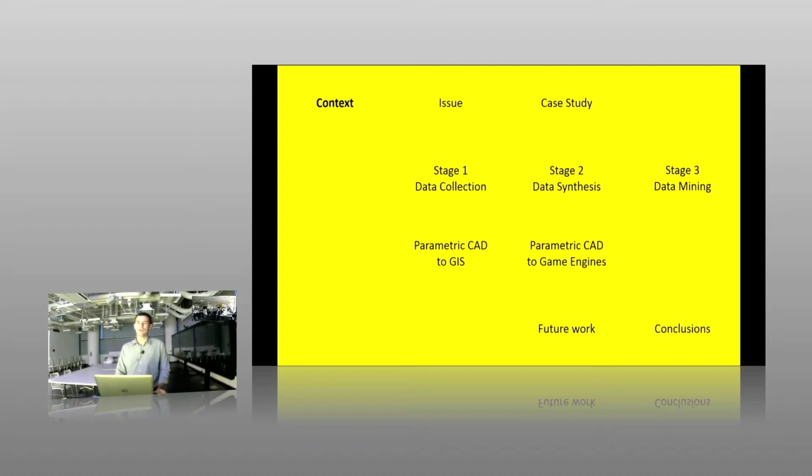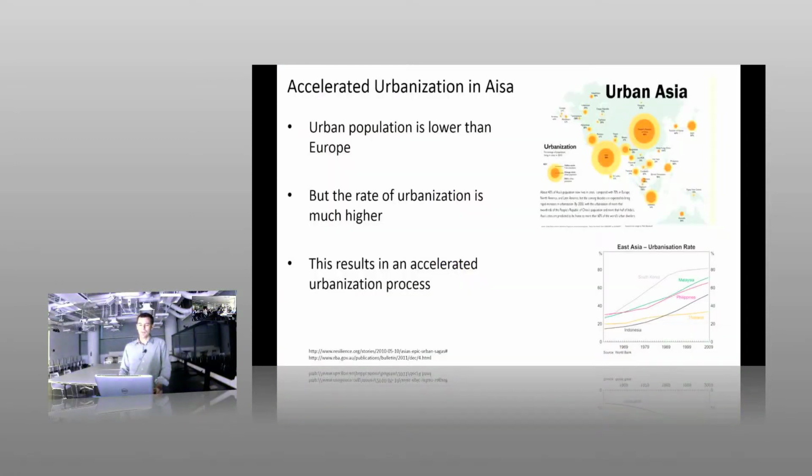So first, I want to give a little bit of context about Asia in terms of the types of projects in urban design that are sometimes tackled. I think these projects tend to be quite different in scale and in speed from the types of projects you get in Europe. This is what might be called accelerated urbanization.